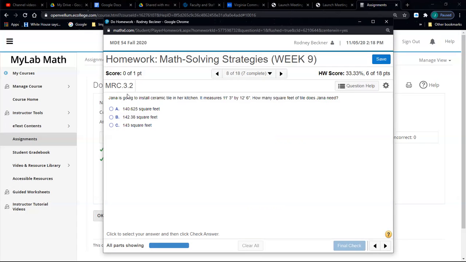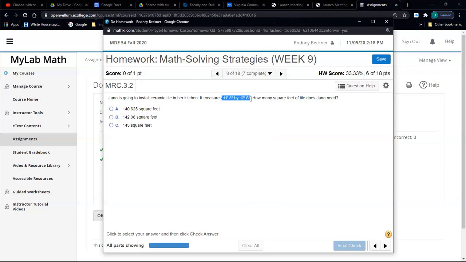Jaina is going to install ceramic tile in her kitchen. Boy, if this doesn't hit home right now. Swap out kitchen for bathroom. It measures 11 foot 3 inches by 12 foot 6 inches. How many square feet of tile does Jaina need?